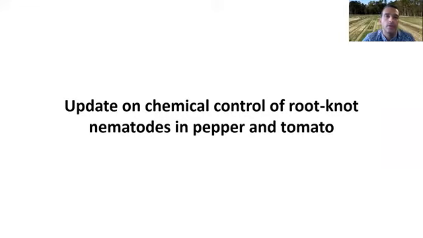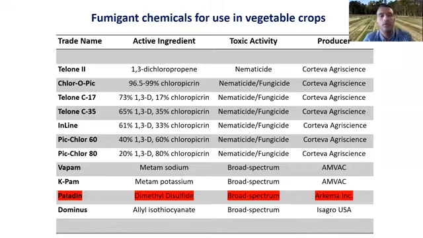From now on, I'm going to give you some updates on chemical control of root knot nematode in different vegetable crops. Here is a table of the fumigant products that are available for use in vegetable crops. Nothing has been changed. There is no new product to use. I just wanted to point out that the fumigant Paladin was stopped from production in 2019.